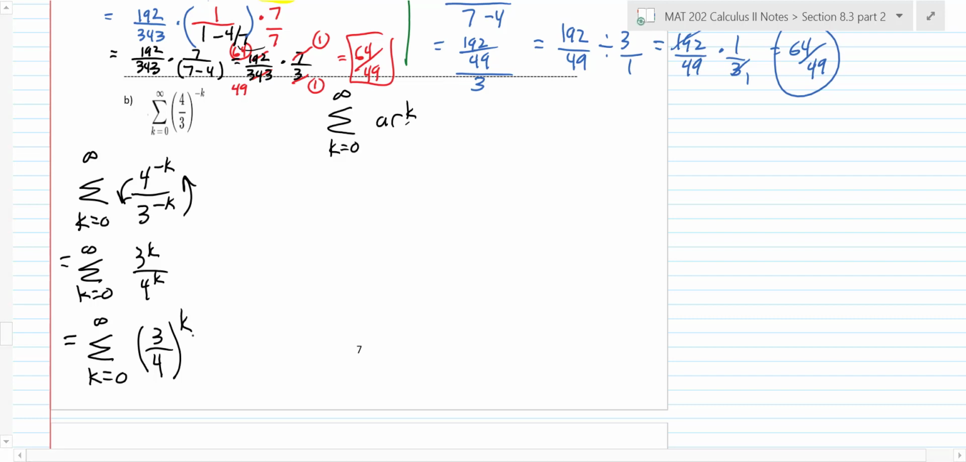I don't care. Okay, now is that a geometric series? Absolutely. It's something to a power, right? Does that converge? Yes. How do you know?